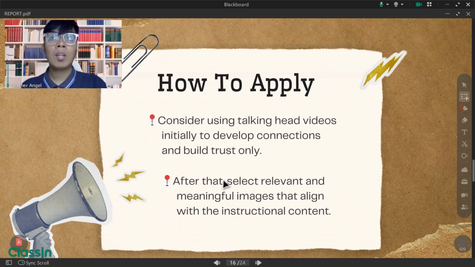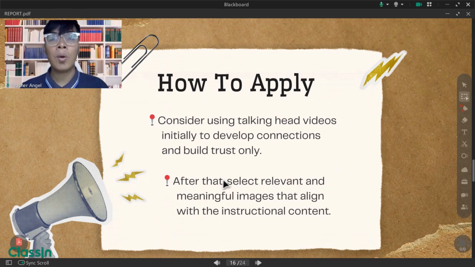So that particular part where their face is actually showing is just an introduction, just to build credibility to the entire story. After that, select relevant and meaningful images that align with the instructional content. Now, storytelling comes in. How do you storytell that particular news or that particular video using images, using videos or B-rolls, as we say in media terms? How will you be able to tell the story using cinematography and so on and so forth?